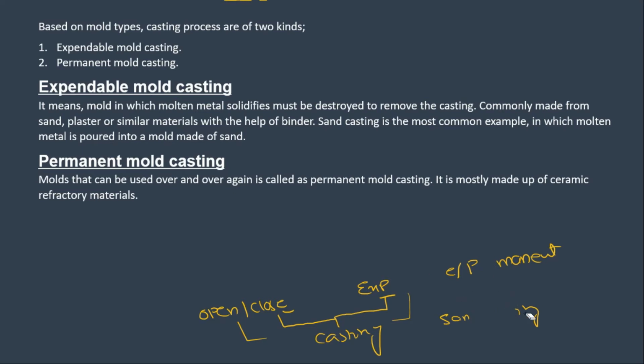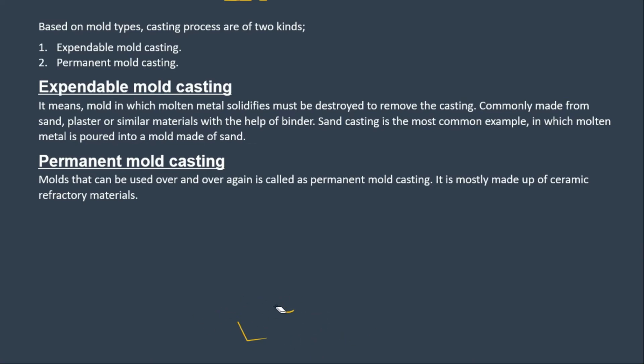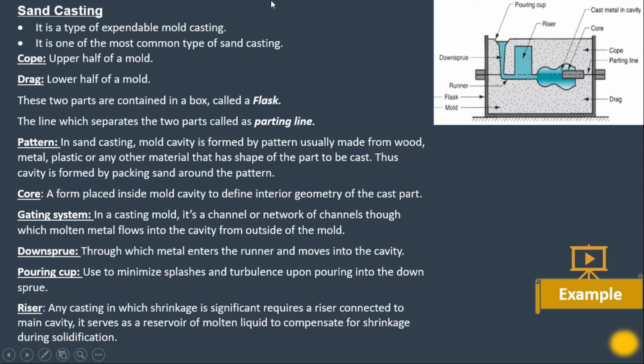Now, moving towards the next slide, we will discuss each part of this general schematic of the sand casting. You will find this diagram in your book under the section of sand casting. As we discussed earlier, it's a type of expendable mold casting. It is one of the most common types of casting and the oldest casting process.